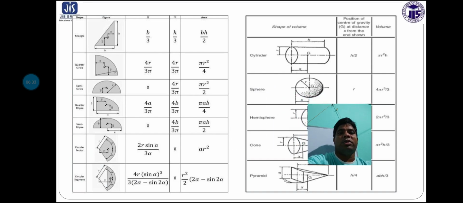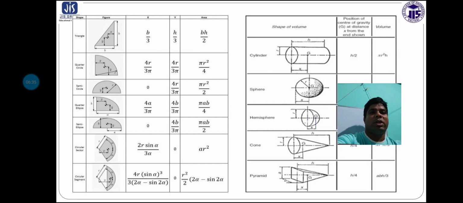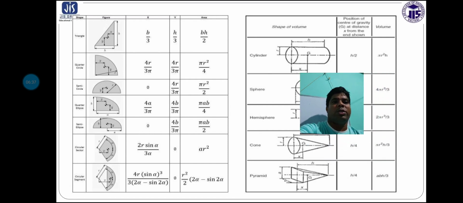So triangle, semicircle, quarter circle, cylinder, everything can be discussed here if you follow this table, and you can easily accept this, because you have to remember all the standard values, and after applying these standard values, you have to calculate the different types of complicated CG or composite section, center of gravity or centroid of a figure.